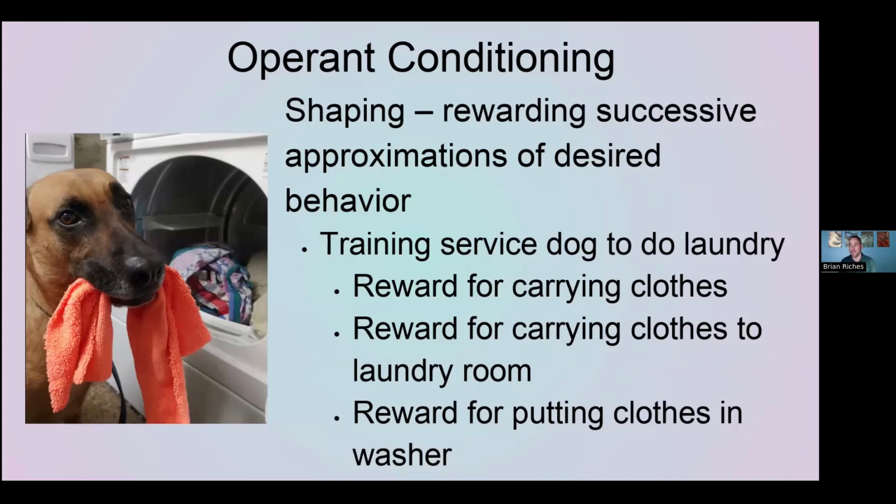So for the laundry example, you might first reinforce the dog, give it a reward for carrying clothes. And then after that, you stop giving it a reward just for carrying clothes. They only get the reward when they carry the clothes all the way to the laundry room. But then after they get pretty good at that, you then only give them a reward when they put the clothes into the washing machine. So that would be an example of a couple steps to shape the behavior of the dog doing the laundry.